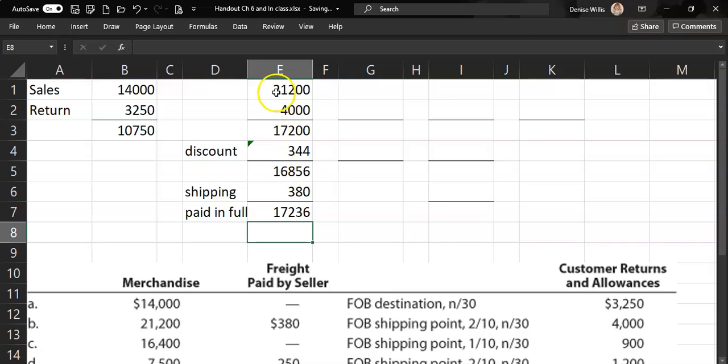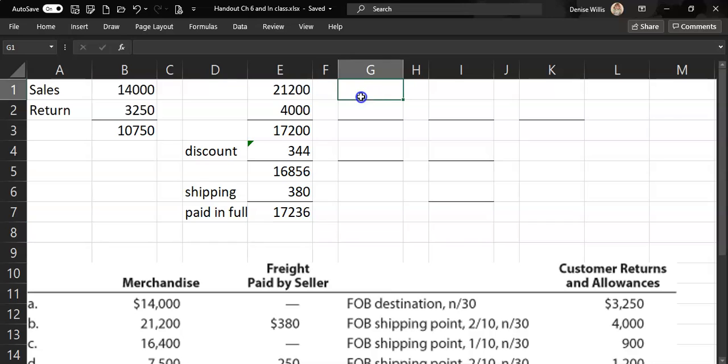You would have a purchase transaction right here, and this would be at the net amount. Okay, and then when it was returned, instead of $4,000, it would be $4,000 net of the 2% discount. So you would be doing the discount in two different parts right there, but in total it would still equal $344. Okay, let's move on to the third one.